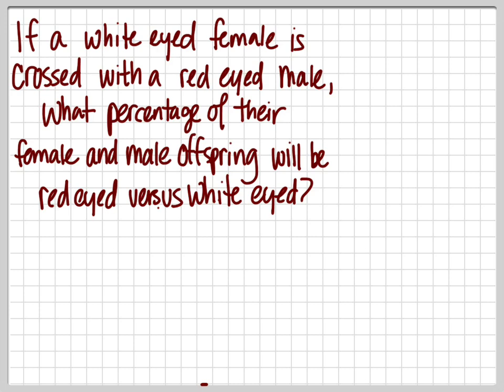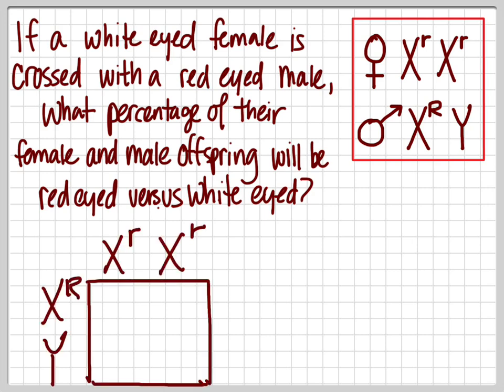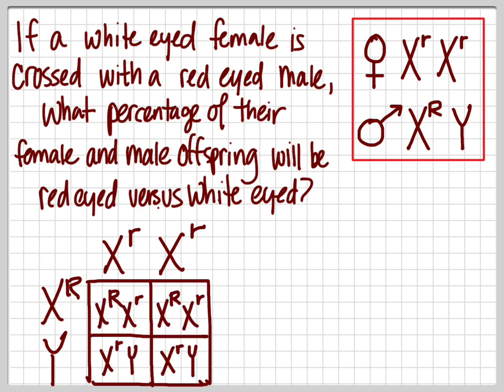If a white-eyed female is crossed with a red-eyed male, what percentage of their female and male offspring will be red-eyed versus white-eyed? Well, first, it would be really handy to write down mom and dad's genotypes, so that white-eyed female would have to be X^r X^r, and the red-eyed male would have to be X^R Y. Once we've got those, we can set up our Punnett square. This time I've got mom's information across the top, dad's information down the side, and I'm going to go ahead and complete my cross.